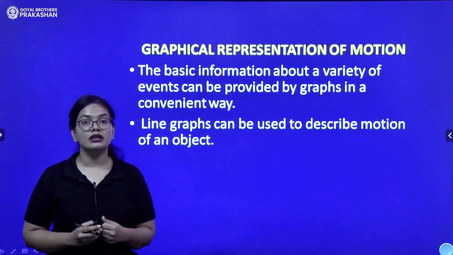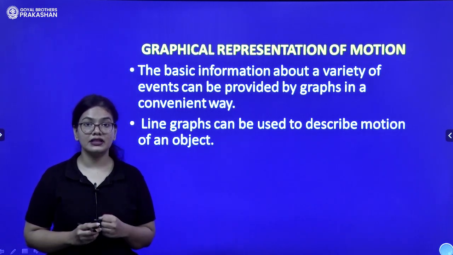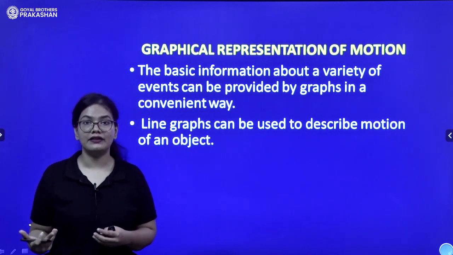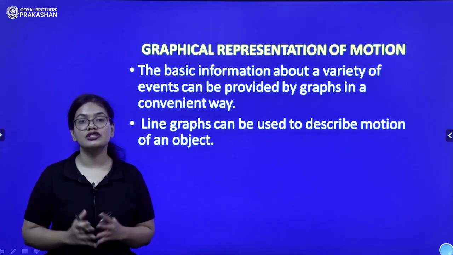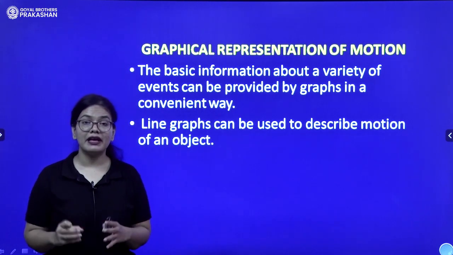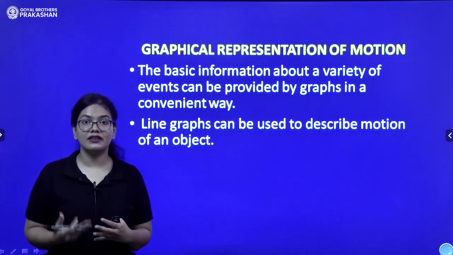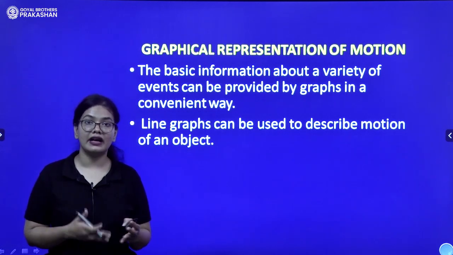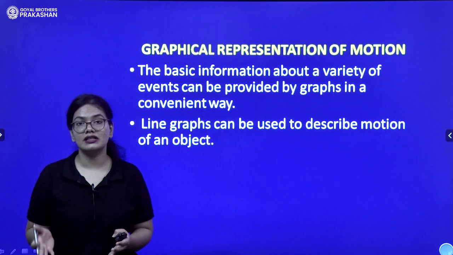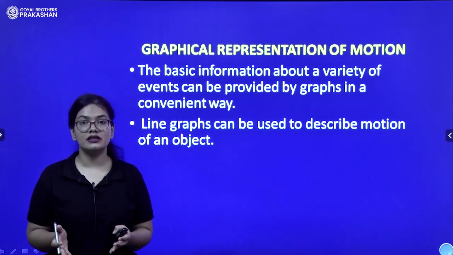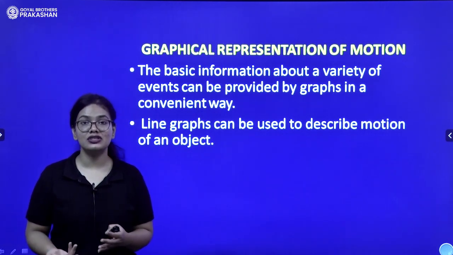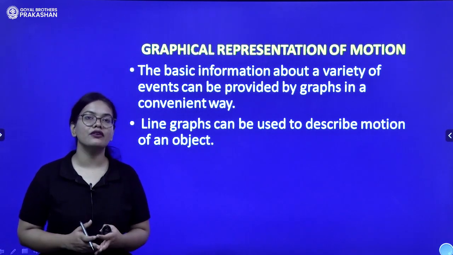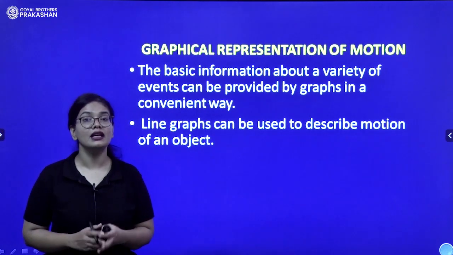Right. Now, why are we using a graph? With the help of a graph, you can plot the huge data that you have in front of you on a single sheet of paper. It makes it convenient for us to study the motion, because the entire data of time and distance, or of velocity or distance and its variation with respect to time, can be plotted on a single sheet of paper, and it makes it easy for us to understand the motion.